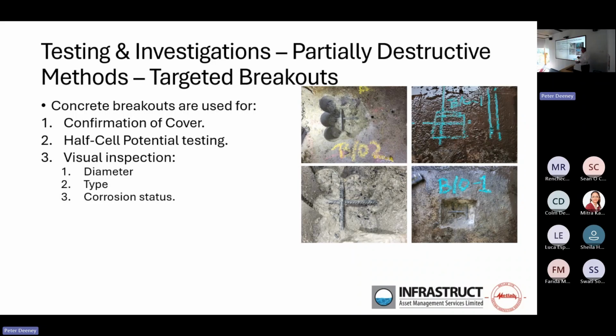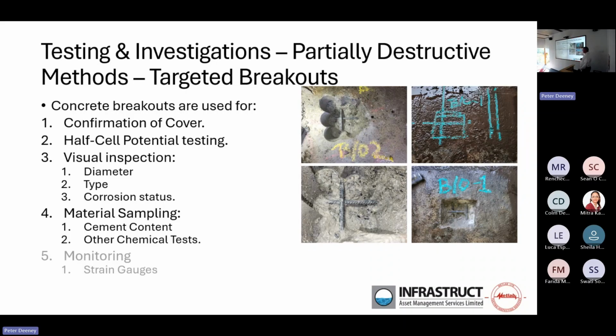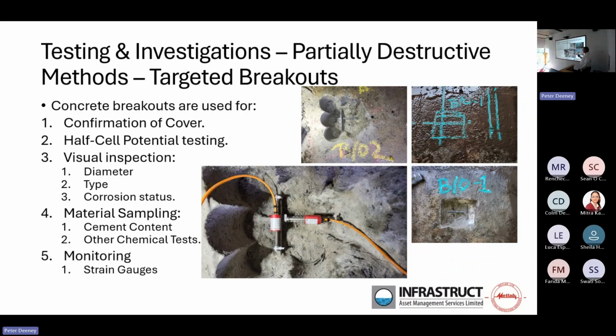You can very quickly see the type of reinforcement, the actual cover, the condition of the reinforcement, the diameter of the reinforcement. So you get a lot of information. And what's really nice is you can then take the material away for chemical analysis. You can get cement content analysis and other chemical tests. And this is what we've done on one of the wind farms with UCD, where strain gauges were installed on the reinforcement before the actual hole was repaired. So again, you can get a lot of information by doubling up on various different types of tests that you might want to do.